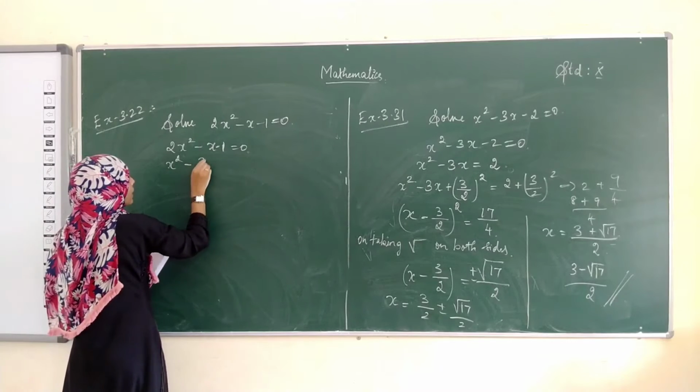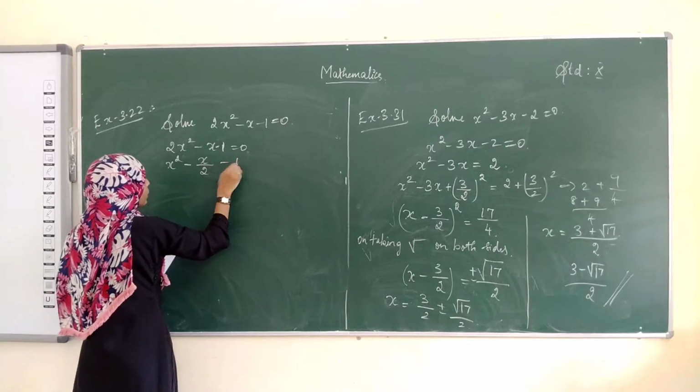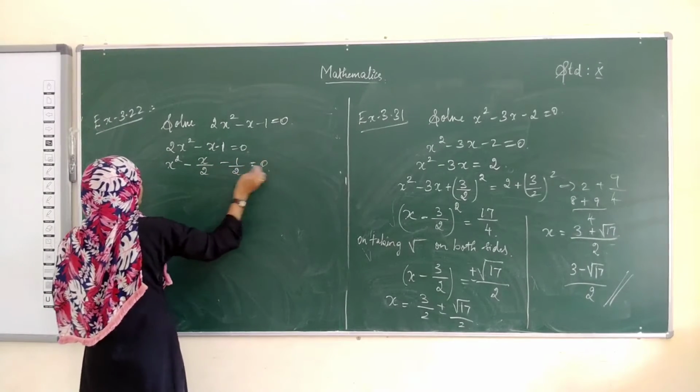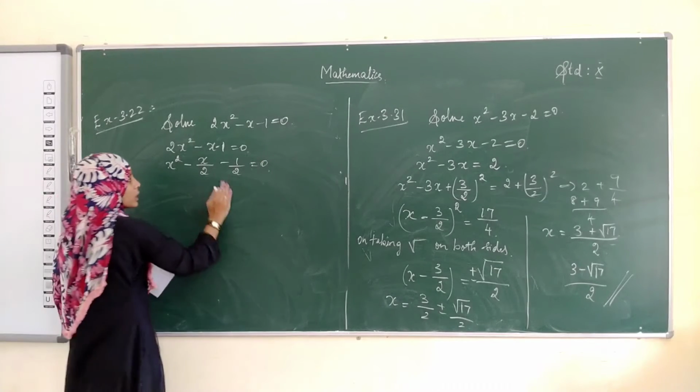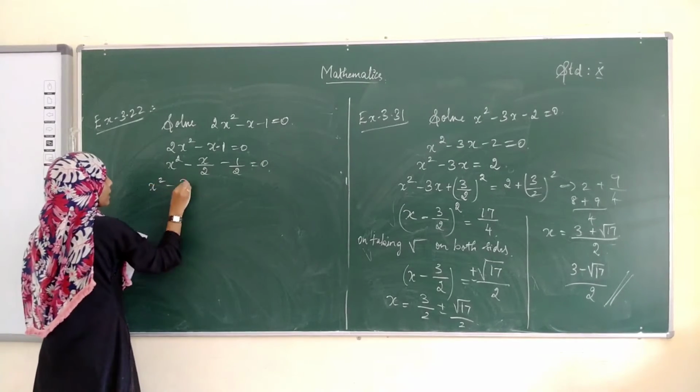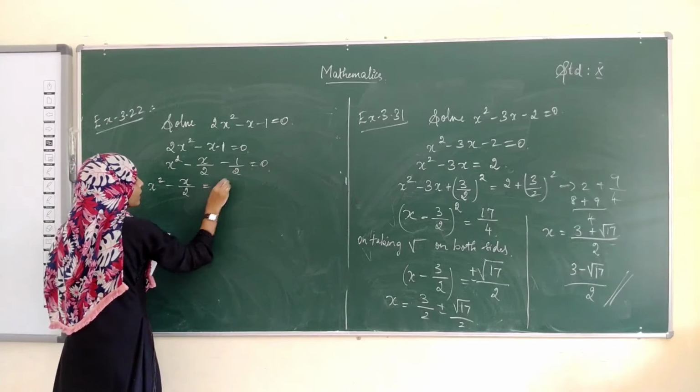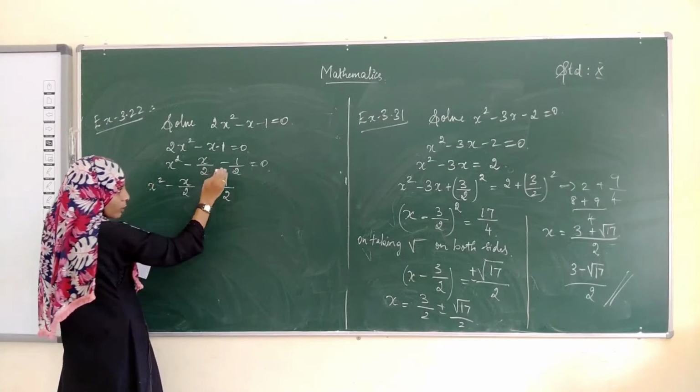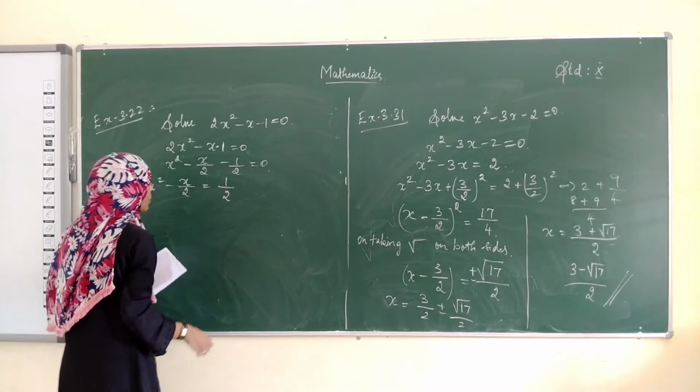x squared minus x divided by 2 minus 1 divided by 2 equal to 0. The next step, we should take the constant term to that side, that is x squared minus x divided by 2 is equal to 1 by 2. Minus 1 by 2, when it goes to the right hand side, becomes 1 by 2.